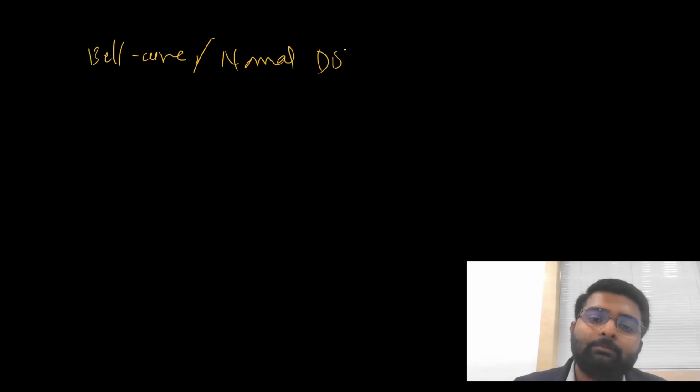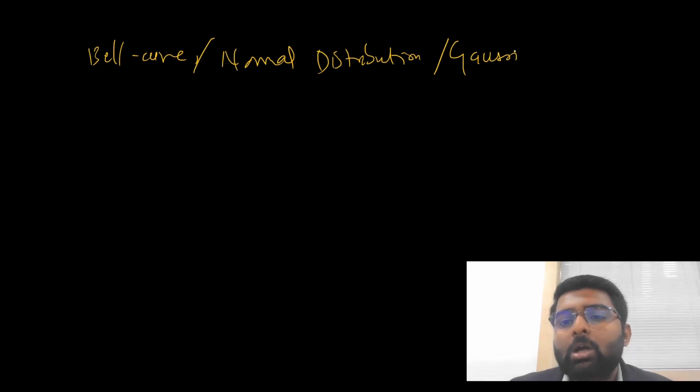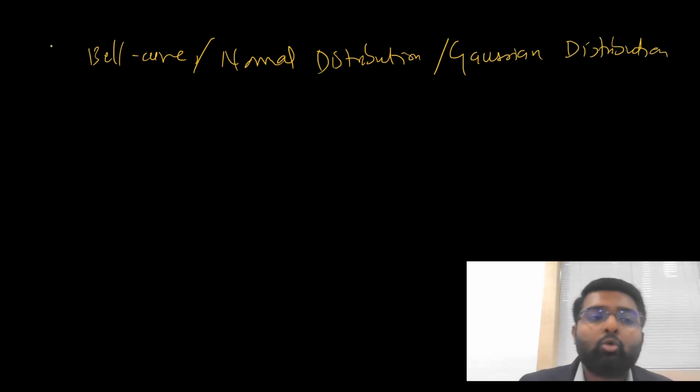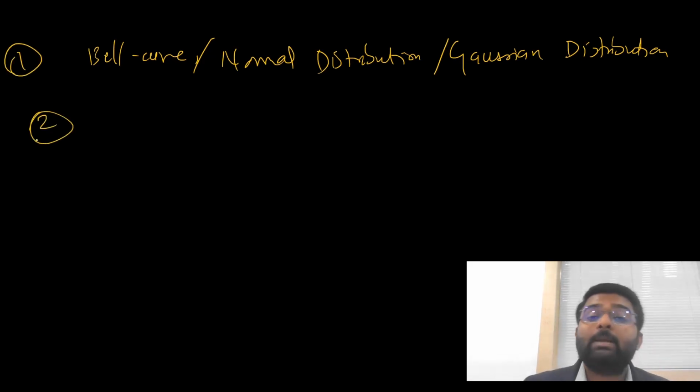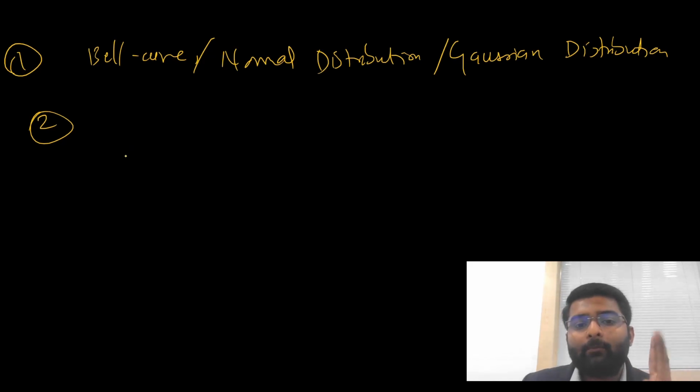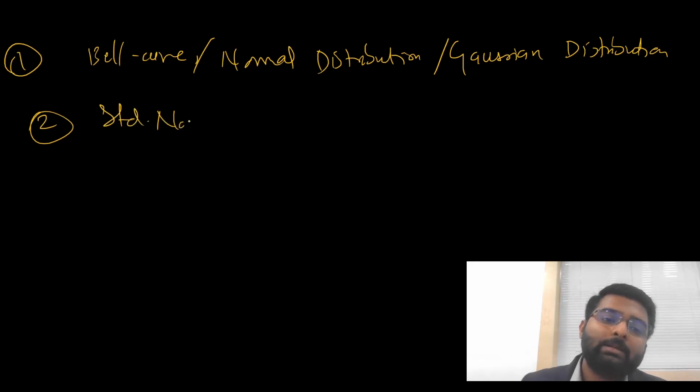Now I would like to discuss the concept of the bell curve, which is also called the normal distribution, or the Gaussian distribution. There are two types of distribution in statistics that we deal with. Firstly, there's the bell curve, which is also called a normal distribution or a Gaussian distribution, and then there is the standard normal distribution.